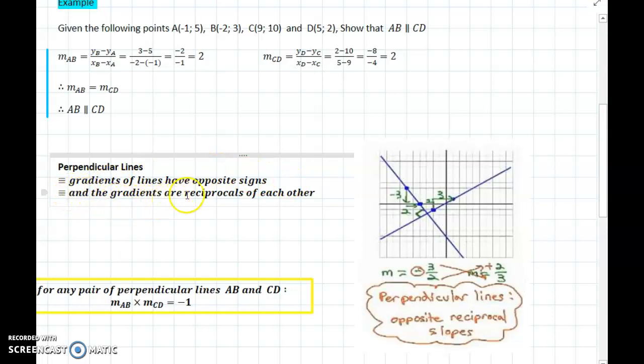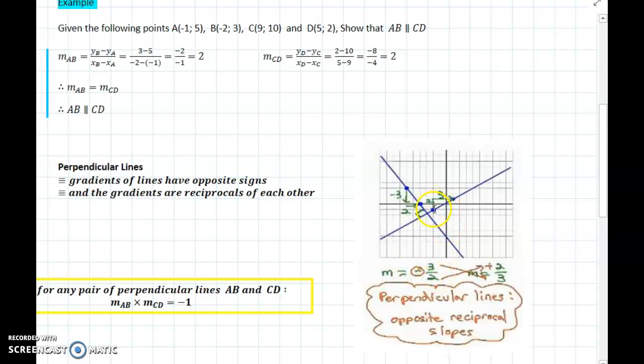And the gradients are reciprocals of each other. So let's look at this example here. You can see this gradient is negative. And what is the change here? The change in the y is 3 and the change in the x is 2. So the gradient is negative 3 over 2.